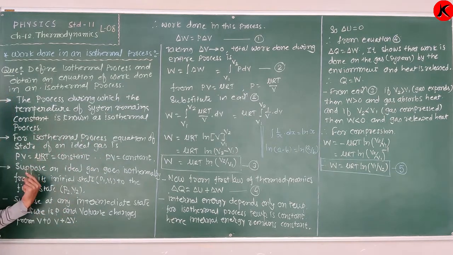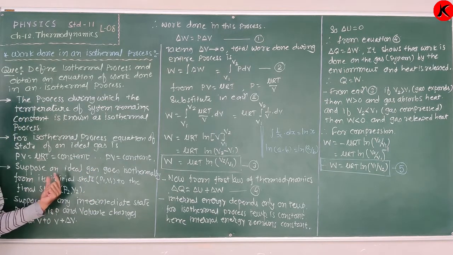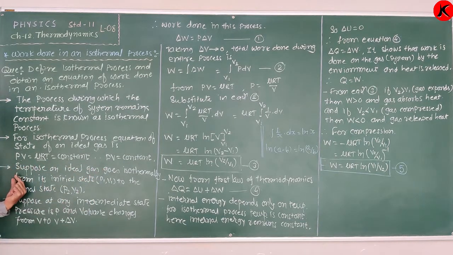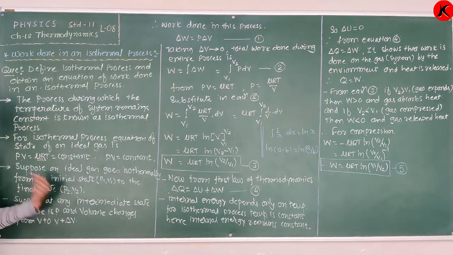Now we are interested in deriving the equation of the work done for the isothermal process. For that purpose, we assume that an ideal gas goes isothermally from its initial state P1 V1 to final state P2 V2. Suppose at any intermediate stage, the pressure is P and volume changes from V1 to V2.